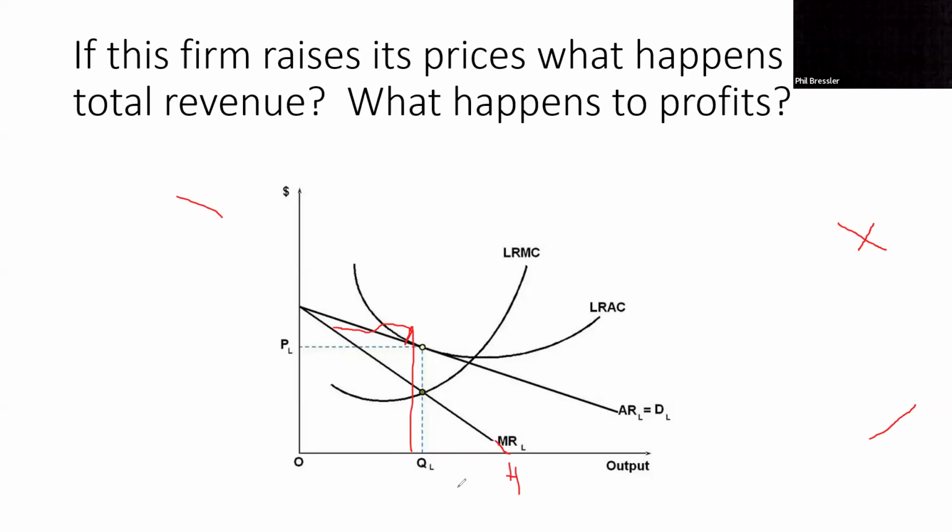Does profits increase, decrease, or stay the same? What happens to profits? Increase, decrease, or stay the same? Okay, we're all getting decrease, which is true. Anytime you leave the profit maximizer, profits are going to go down. The profit maximizer is the highest place of profits.